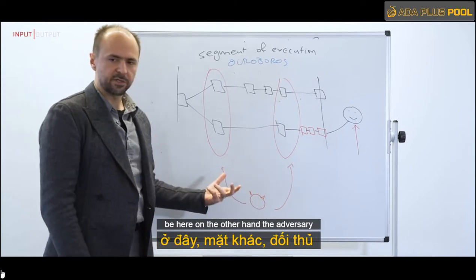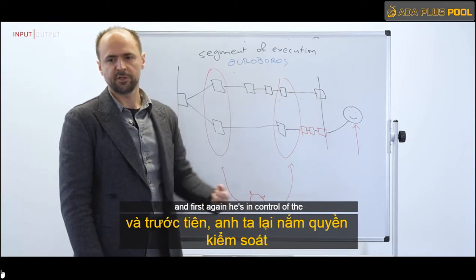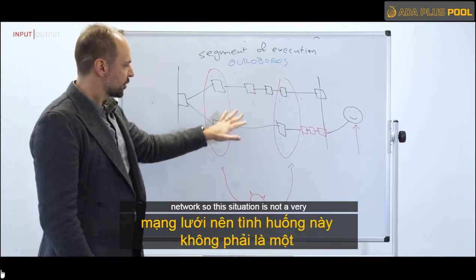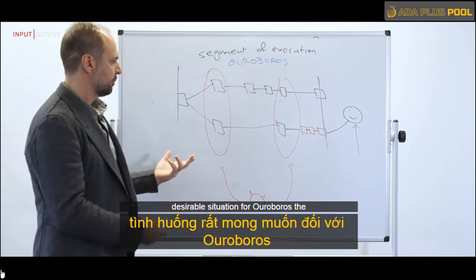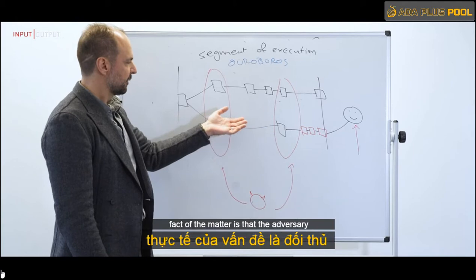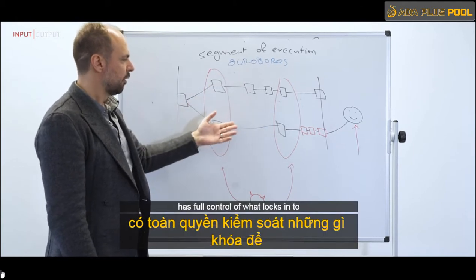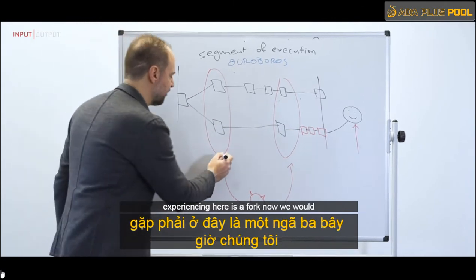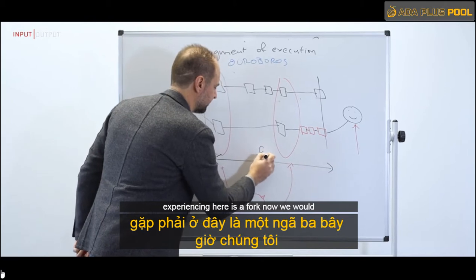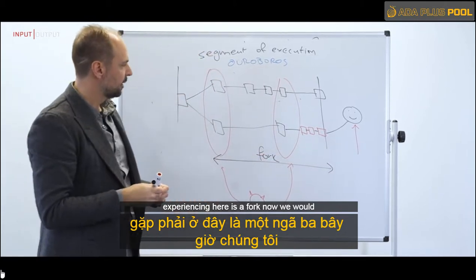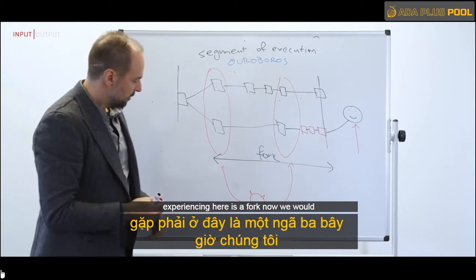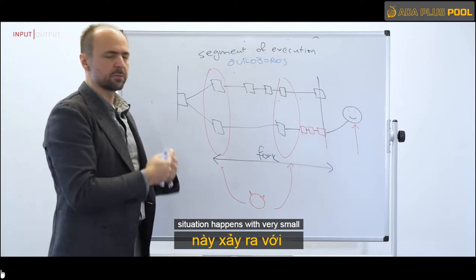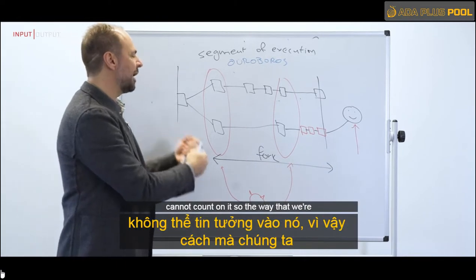On the other hand, the adversary could have selected to serve that blockchain first. Again, he's in control of the network. So this is not a very desirable situation for Ouroboros. The fact of the matter is that the adversary has full control of what blockchain to serve to the party, and what we are experiencing here is a fork. Now, we would like to argue that this undesirable situation happens with very small probability, so the adversary really cannot count on it.